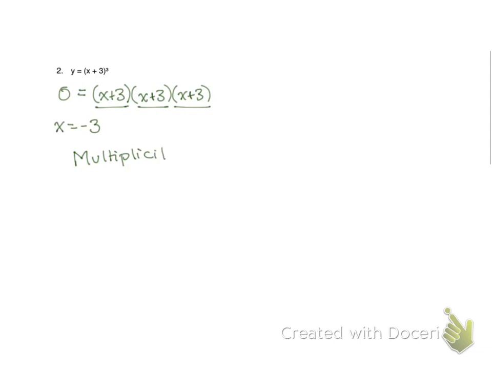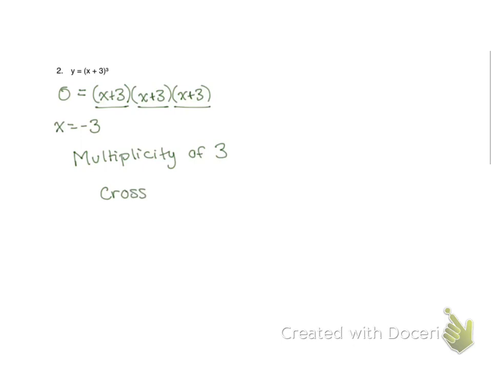So y is equal to x plus 3 quantity cubed. If you notice, you can rewrite this as x plus 3 times x plus 3 times x plus 3. So I hope you realize that you're going to have a 0 of x equals -3 three times. That means you have a multiplicity of 3. Now, your multiplicity is odd, so what's it going to do on the graph? It's going to cross.